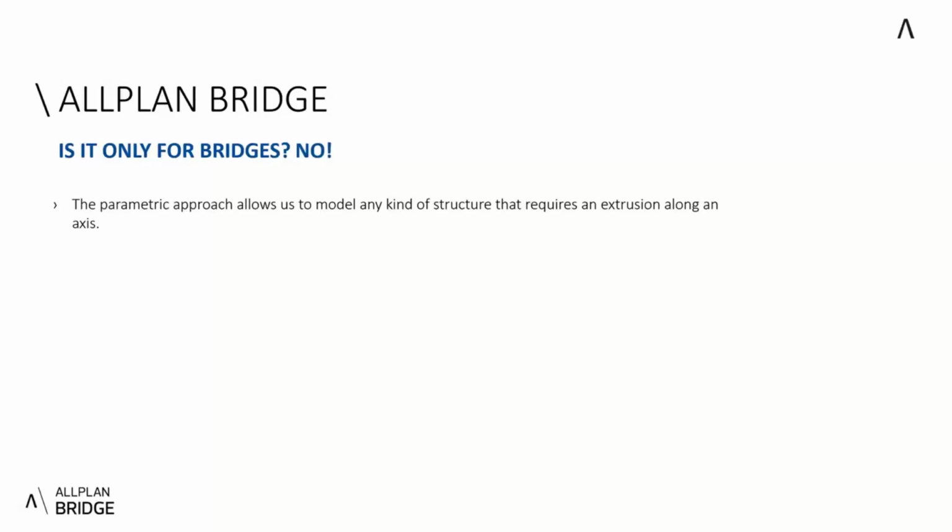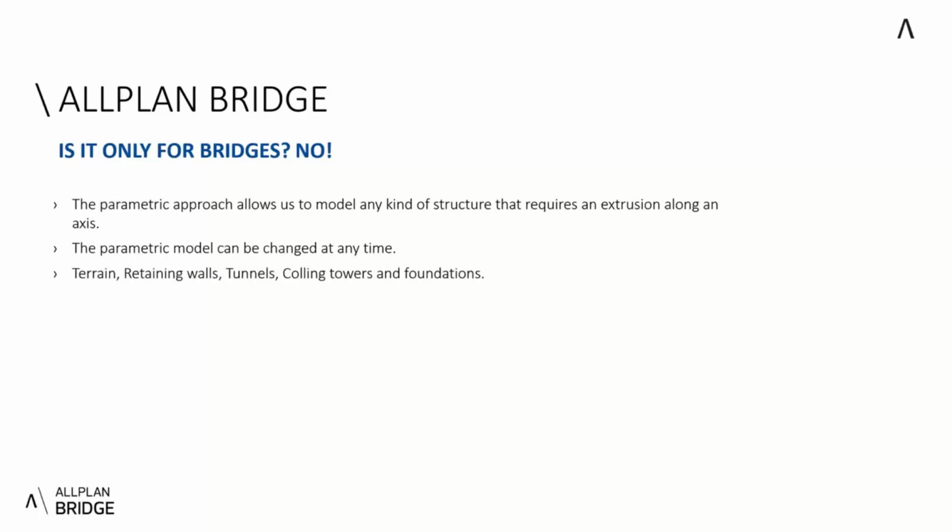Because at this point, we have this parametric technology at our hands, which allows us to model any kind of structure that requires an extrusion along an axis. And as we know, these parametric models can be changed at any time. Any changes can be applied, either in the alignment or in the cross-section.